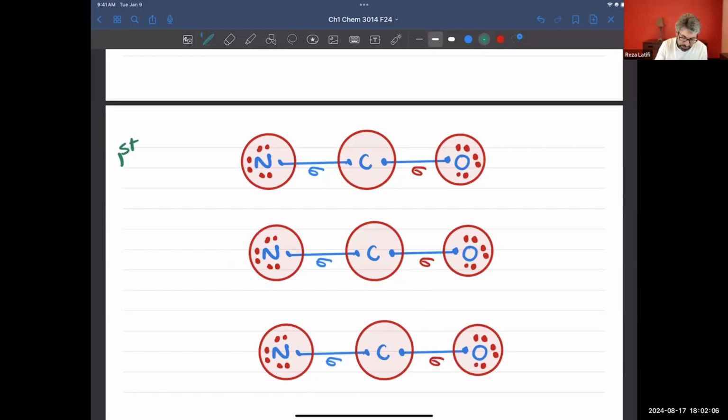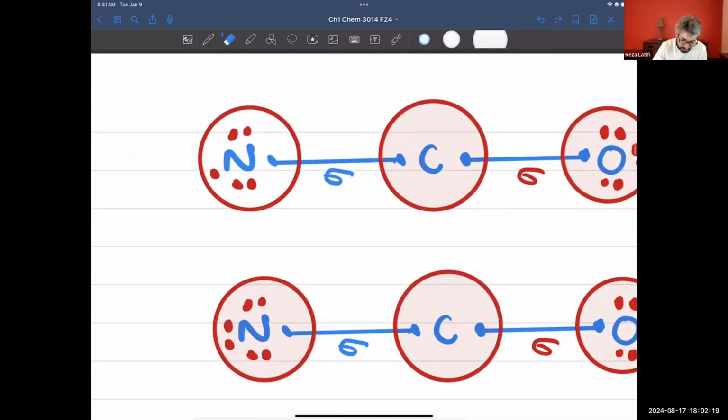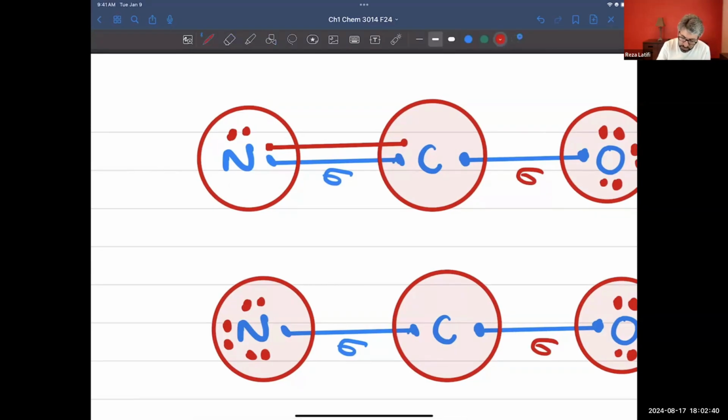Please look carefully at what I'm going to do. First, I'm going to erase 1 lone pair. This lone pair is gone. Now that you erased the lone pair, you will draw it as a new bond, and you show it here. This bond is made of 2 electrons. Another lone pair, I can erase that lone pair and show it by another bond.